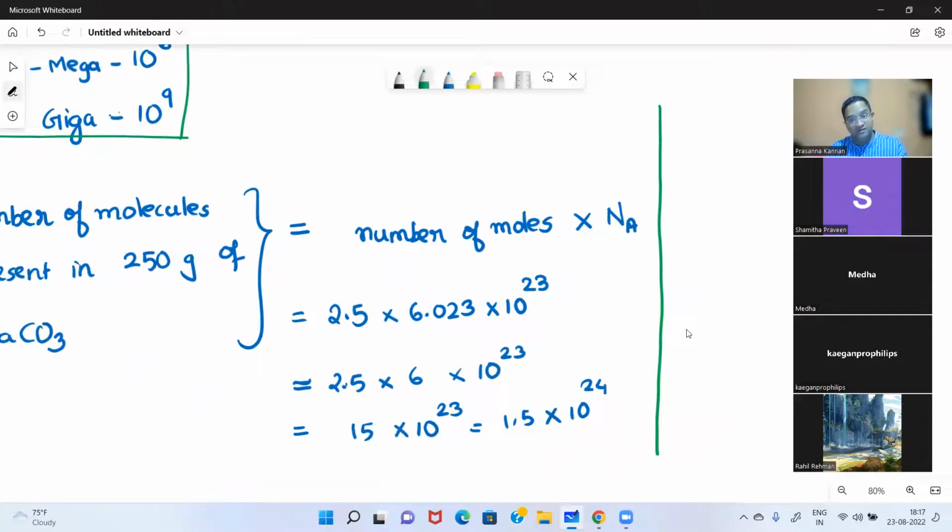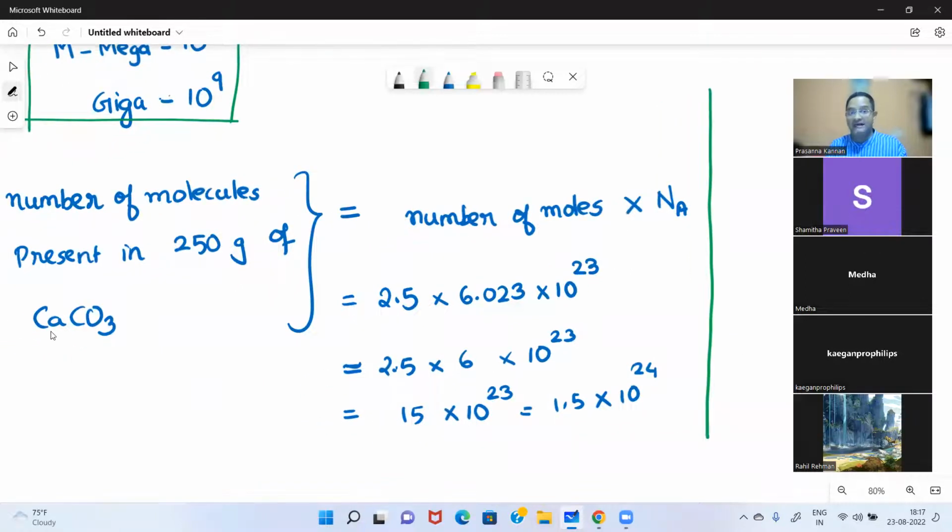The question can be detailed. I can ask how many atoms of calcium are there in 250 grams of calcium carbonate. In that case, it's very simple. One molecule of calcium carbonate has how many atoms of calcium? One atom. So how many molecules are there in this? 1.5 into 10 power 24 molecules. Therefore, how many atoms of calcium will be there? Same number, 1.5 into 10 power 24 atoms. How many atoms of carbon? Same, 1.5 into 10 power 24 atoms of carbon.